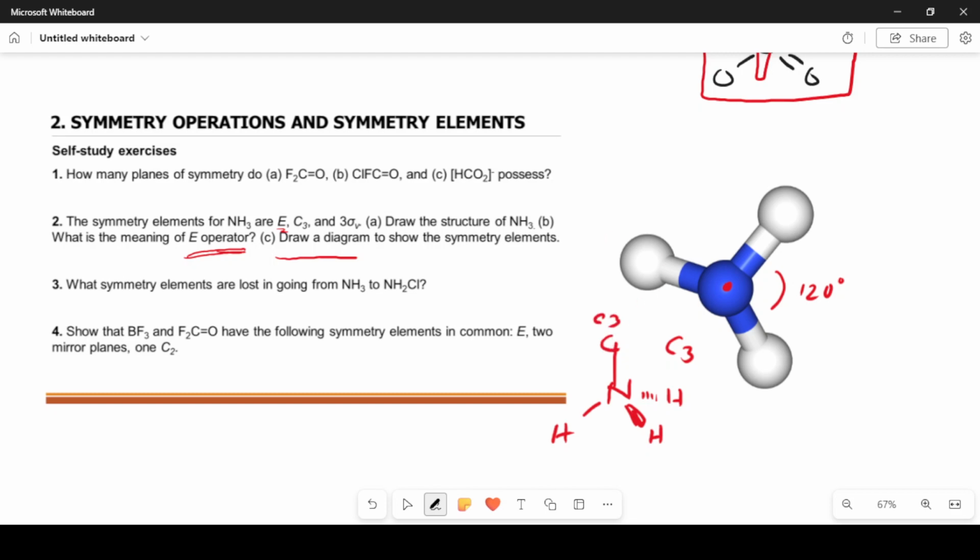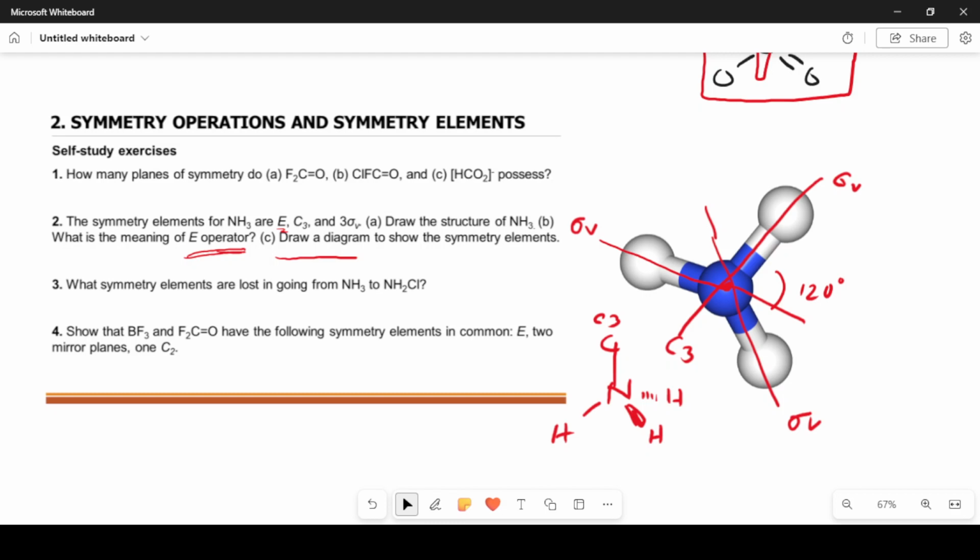The C2, here, sorry for that, it does not contain a C2, but rather it has a sigma V. Sigma V here, and here too. We also have a sigma V plane of symmetry here. So, that's it for our ammonia.